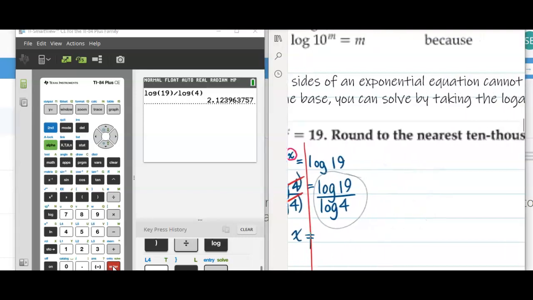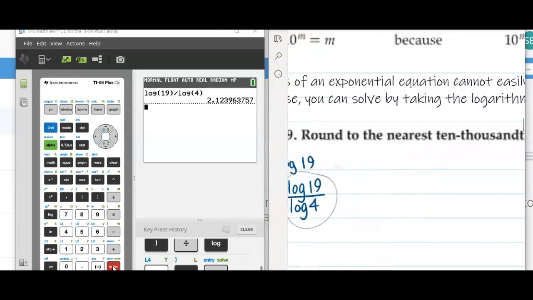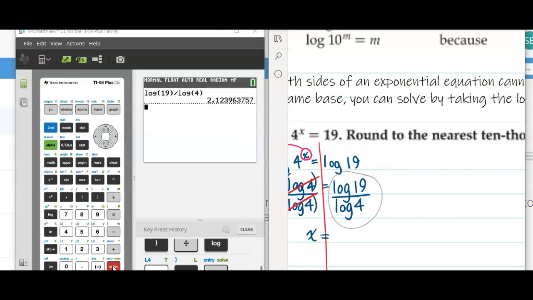It also tells us in our problem round to the nearest 10,000th. That's 4 decimal places for this problem. So my answer ends up being 2.1240 when I round to the nearest 10,000th.